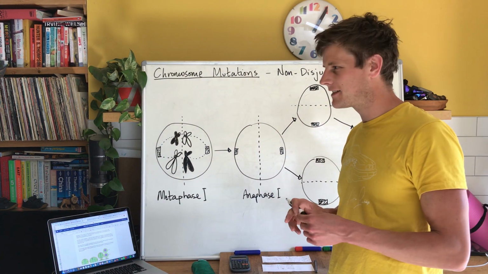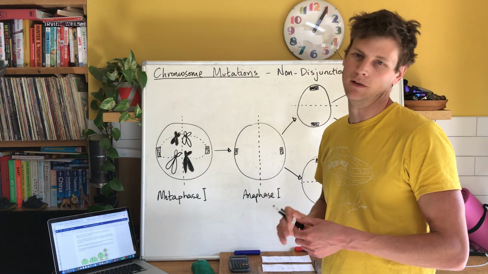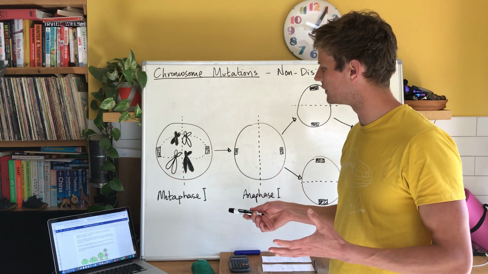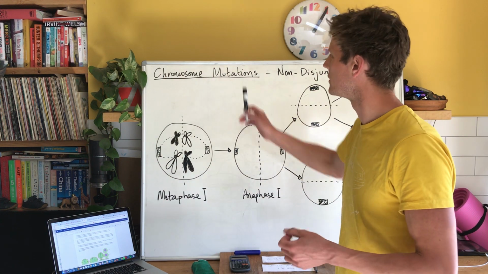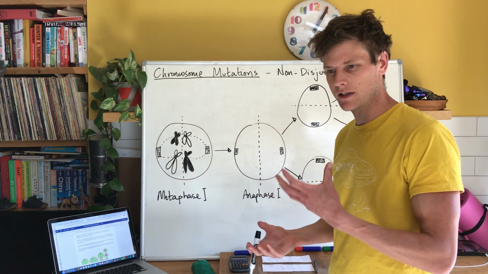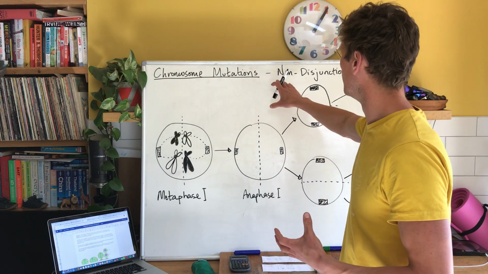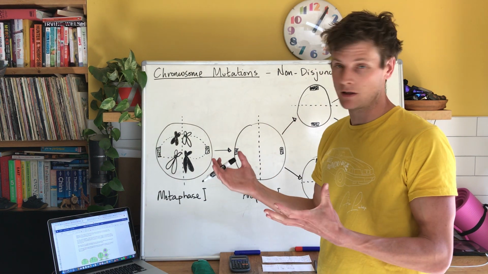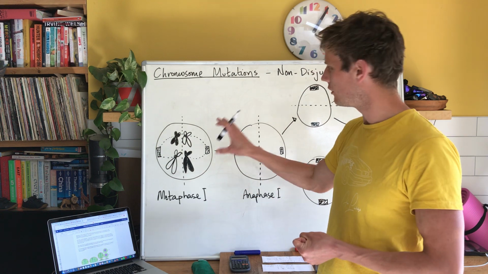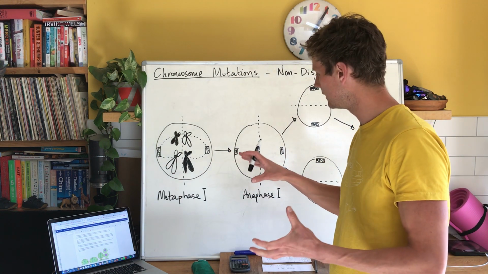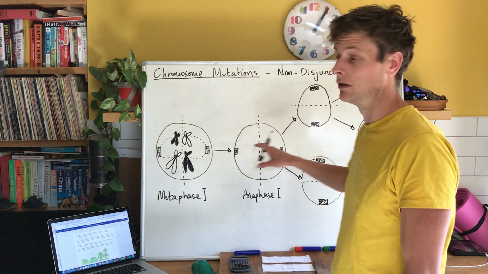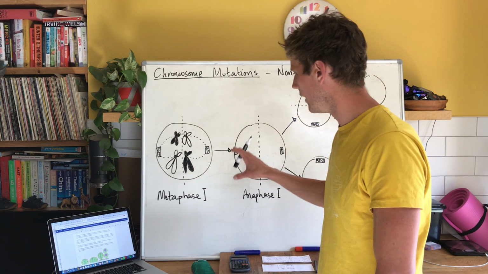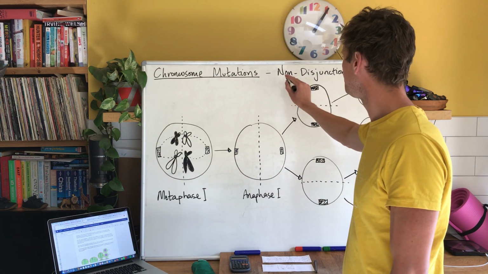Hi everyone, this is the last video that I'm going to do related to meiosis. In the notes it's referred to as chromosome mutations. The example that we're going to look at is non-disjunction. With a chromosome mutation, the chromosomes are incorrectly separated either during the first meiotic division or the second meiotic division.